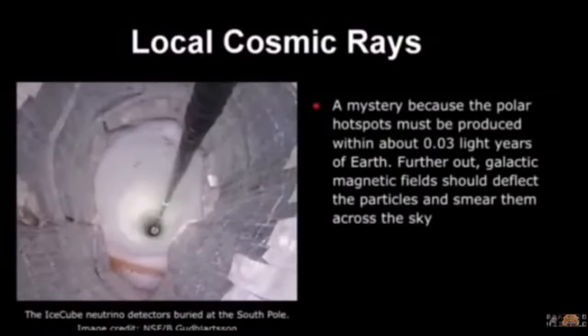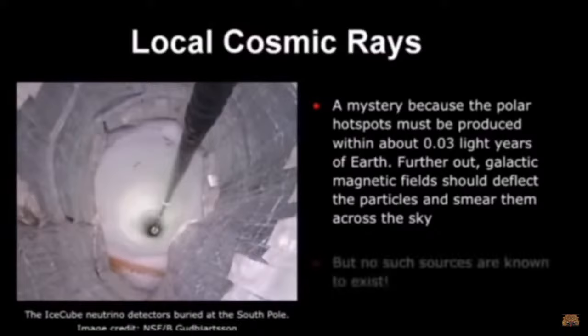Another prize is to find these hotspots, as they call them, 0.03 light years away from Earth, because they must be within that distance, because further out galactic magnetic fields should deflect the particles and smear them across the sky. So here we have evidence for another of Alfvén's predictions. Of course, no such sources are known to exist conventionally.